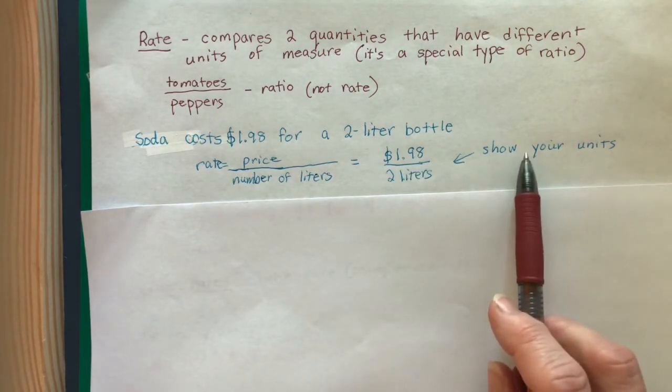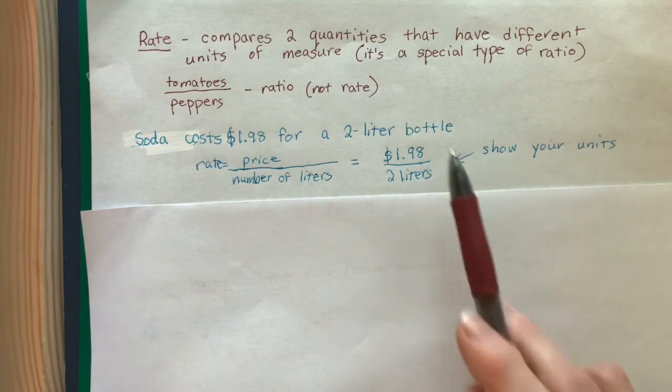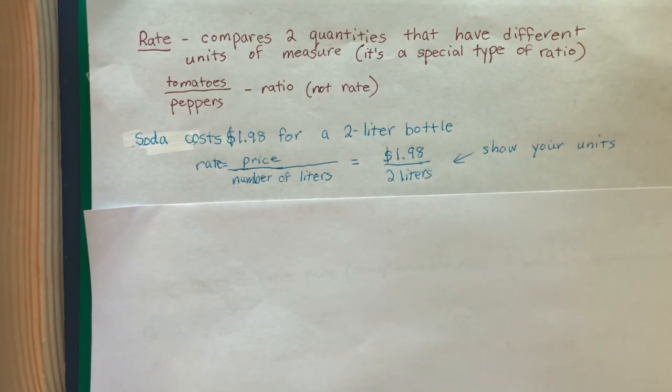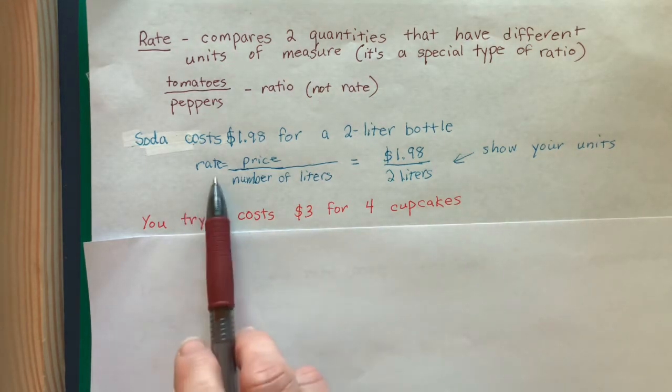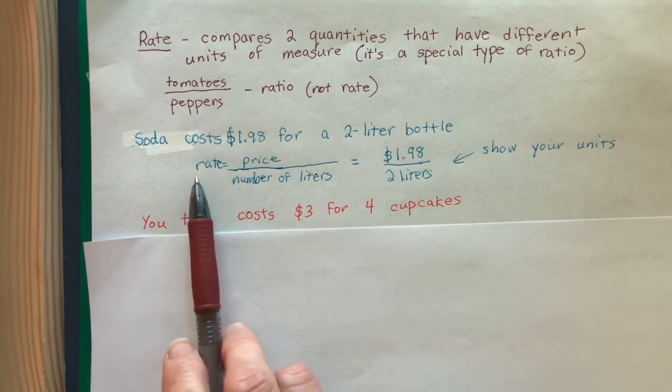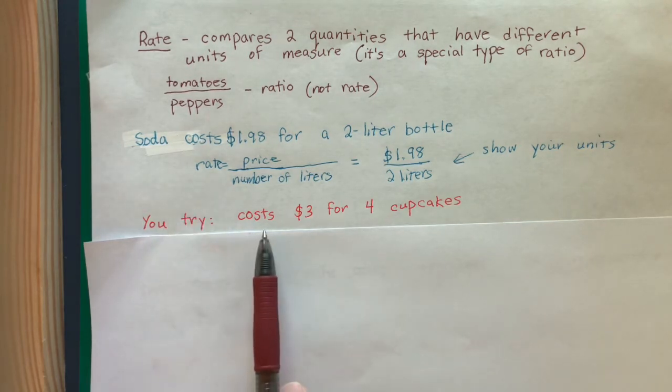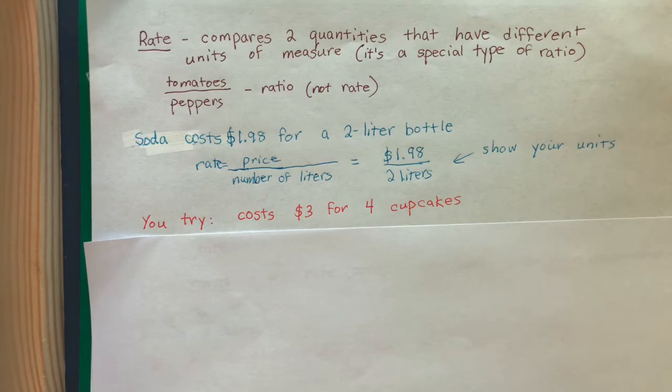Now it's important with a rate that you show these units, because that's part of what a rate does, it compares two different kinds of units. Now I want you to try. Let's say it costs $3 to get 4 cupcakes. Look at the way we did the rate for the soda. You figure out the rate for the cupcakes. Pause the video and try that now.